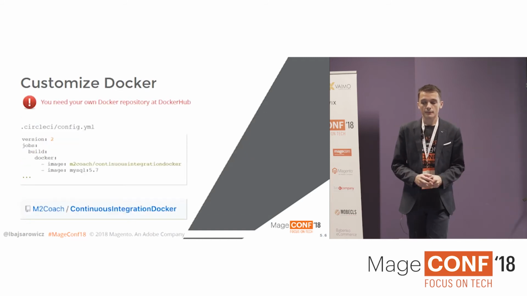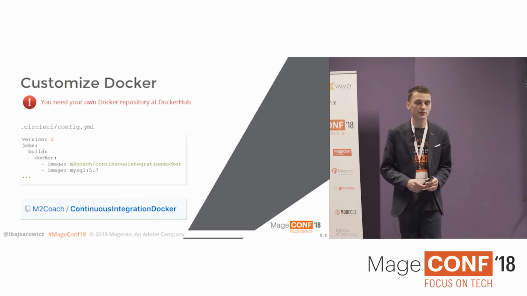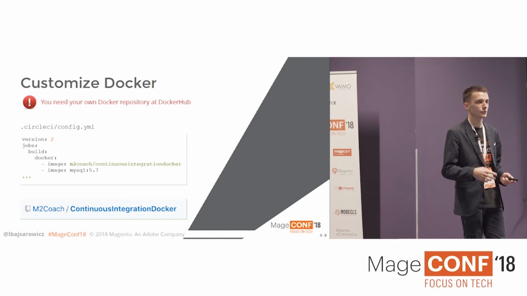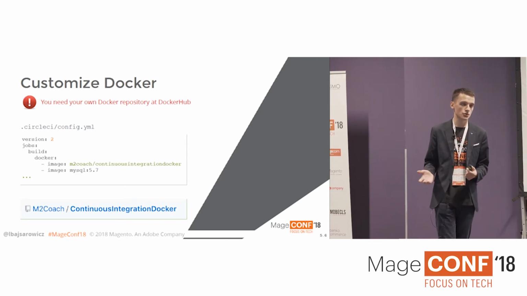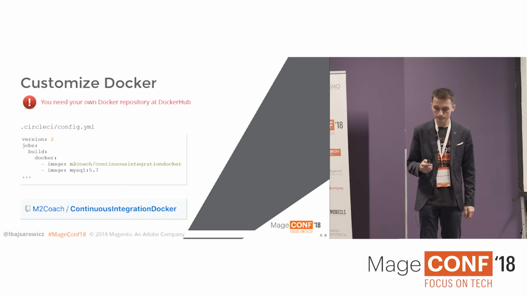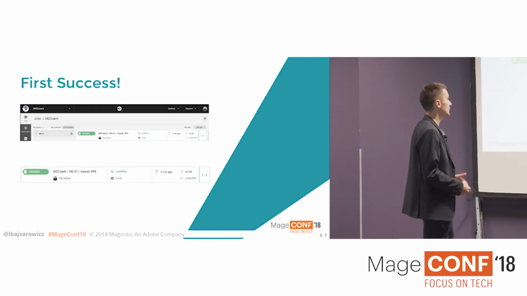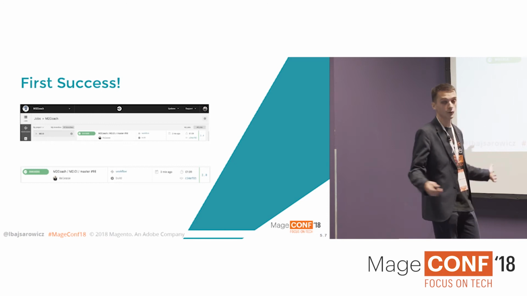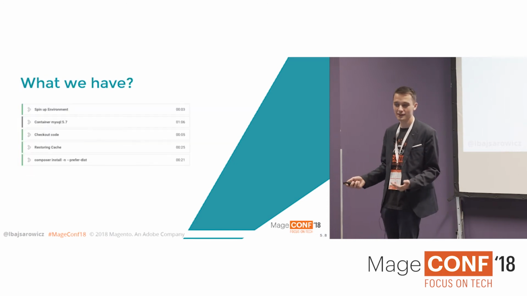And we changed our CircleCI config to point to our new Docker image. You can use auto build of Docker Hub, so you will immediately have a new Docker image to use. And now you have the first success. So you just committed to the repository, the build is run, we are green. Amazing. So Magento was, let's say, run.